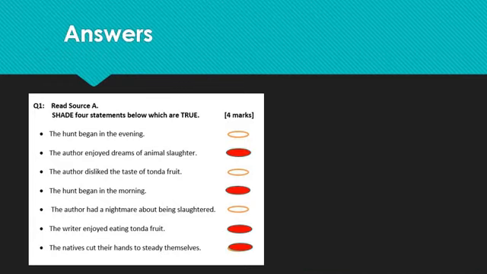Okay, so here are your correct answers. So the author enjoyed dreams of animal slaughter. The hunt began in the morning, sorry. The writer enjoyed eating tonda fruit, and the natives cut their hands to steady themselves.